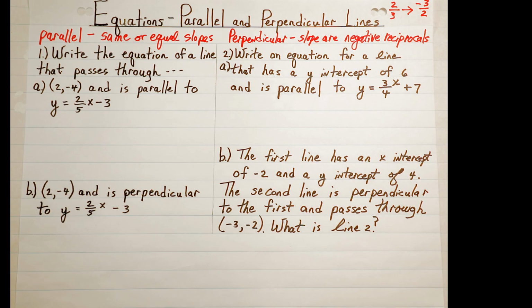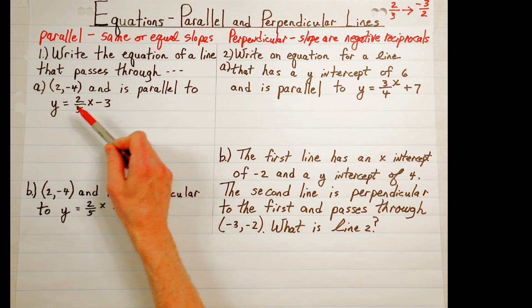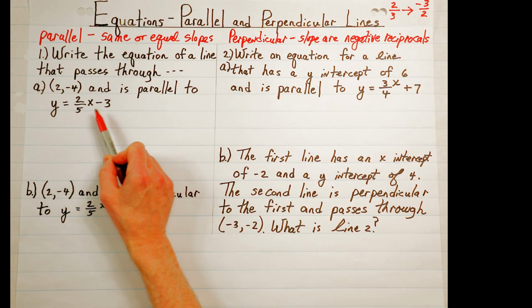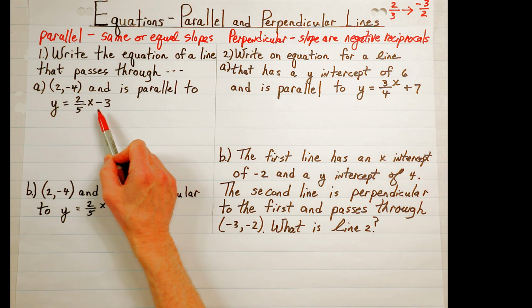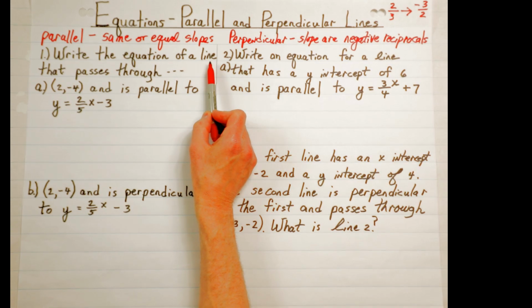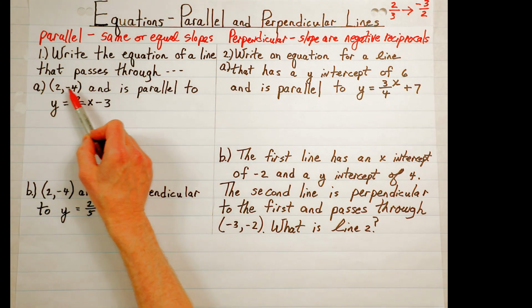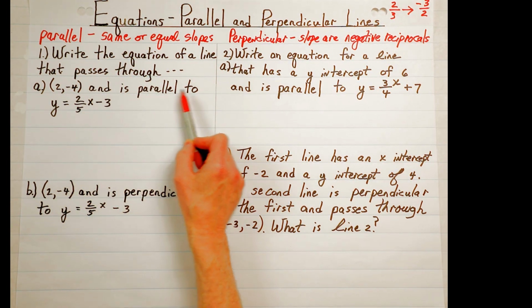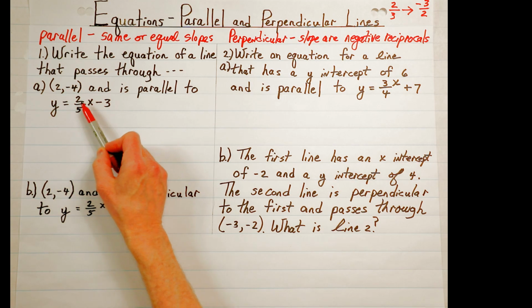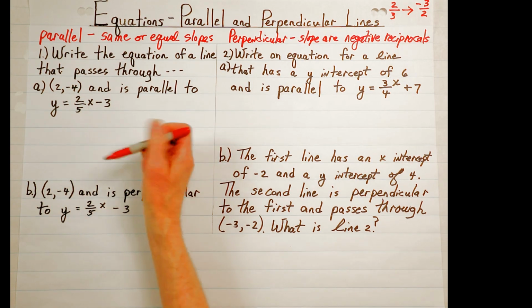Okay, we're going to start today with slope point form. Slope point form is often an easy way to do this, but it's not written in stone. Sometimes you have to use slope-intercept form. Now this first question starts off by giving us slope-intercept form. It says, write the equation of a line that passes through (2, -4) and is parallel to y equals 2 over 5x minus 3.